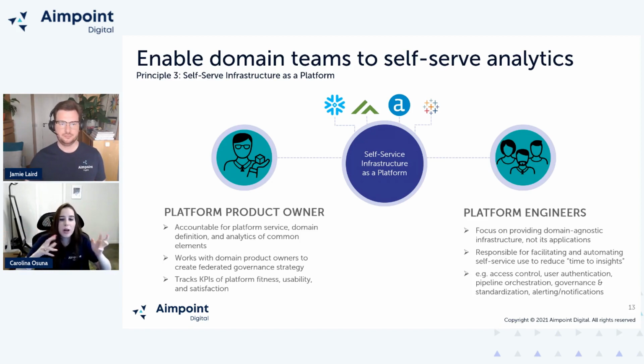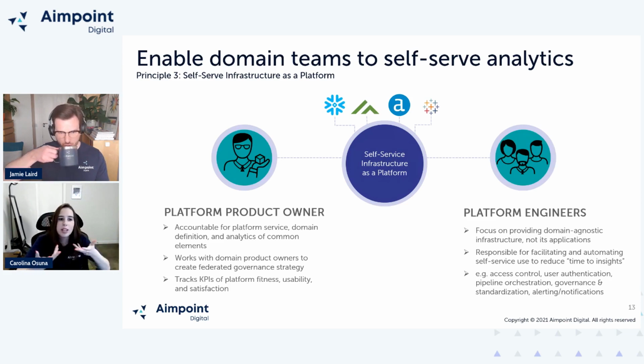And similarly to how the domain team has a product owner, the platform team would also include a product owner. And this person would be accountable for the platform as a service, as well as delineating how domains are defined, as well as for the analytics of common elements that have shared usability across the whole enterprise. This platform product owner would play a major part in the network of product owners across the whole organization, where together they would all help create this federated governance strategy and communicate changes to their teams accordingly.